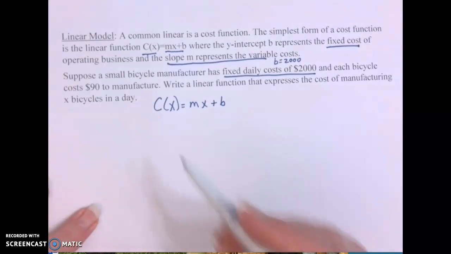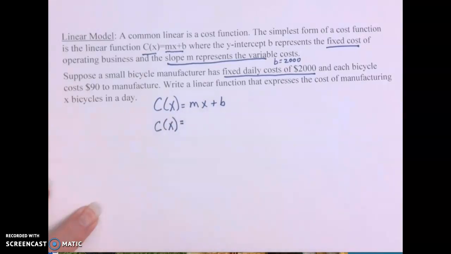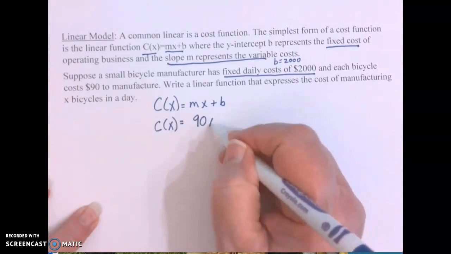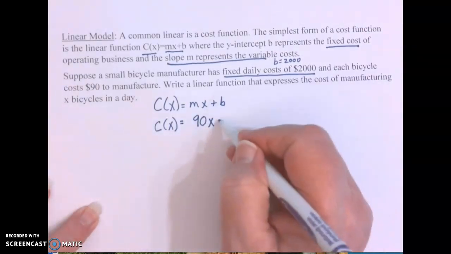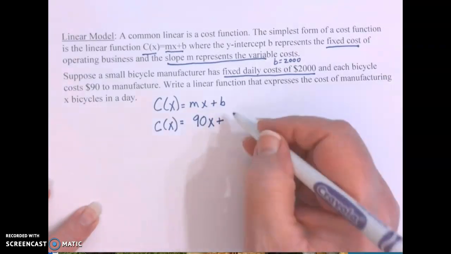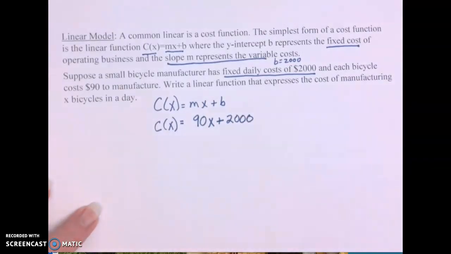So now we write our function as c of x equals our variable cost, or those associated with the slope, or the m, and that is $90, and that's times x. And then we add to that the fixed cost, the $2,000 that is always there, that must always be paid. And what we've constructed here is a linear model that represents the cost to manufacture bicycles at this particular company.